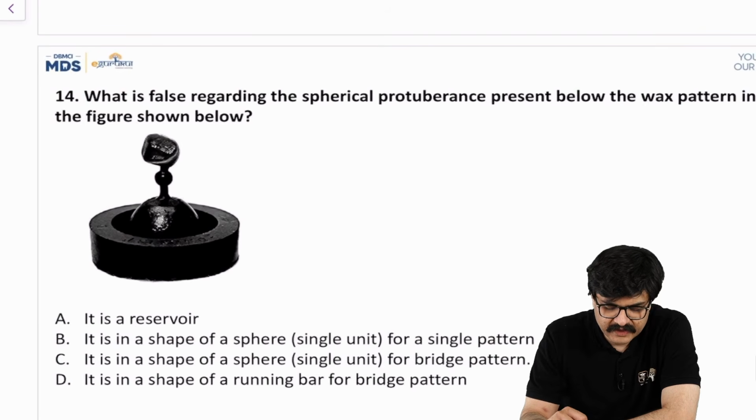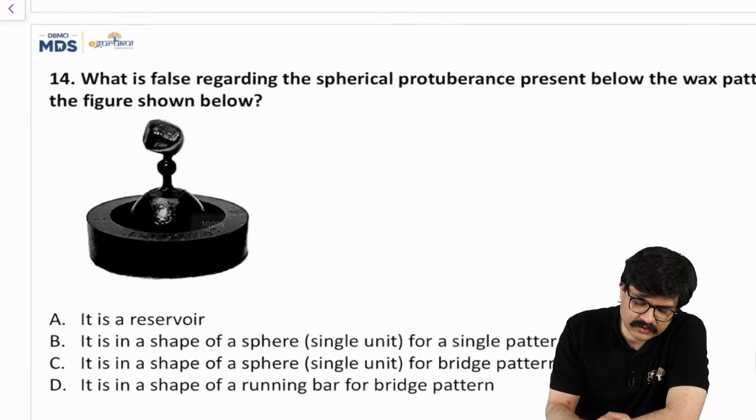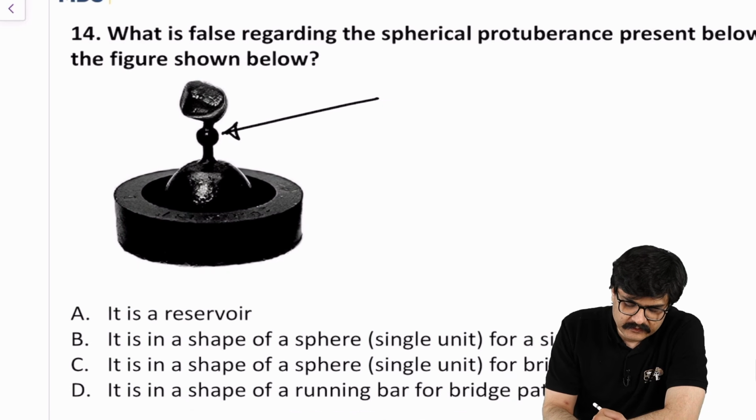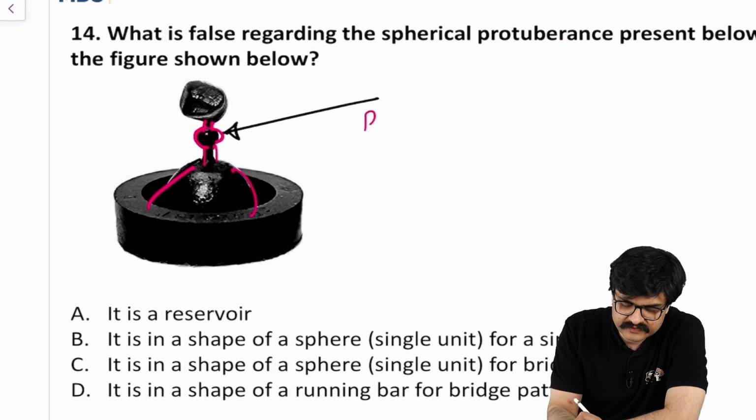Next question, what is false regarding the spherical protuberance present below the wax pattern? So let's just first identify what this is. This is your crucible former base, that's your sprue, and this is a dilatation, which is basically the reservoir.